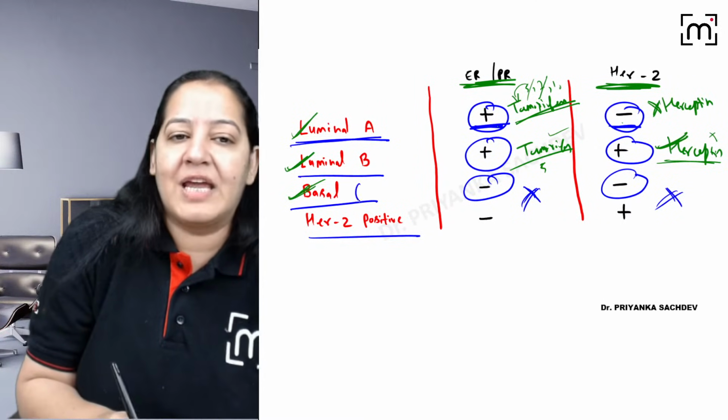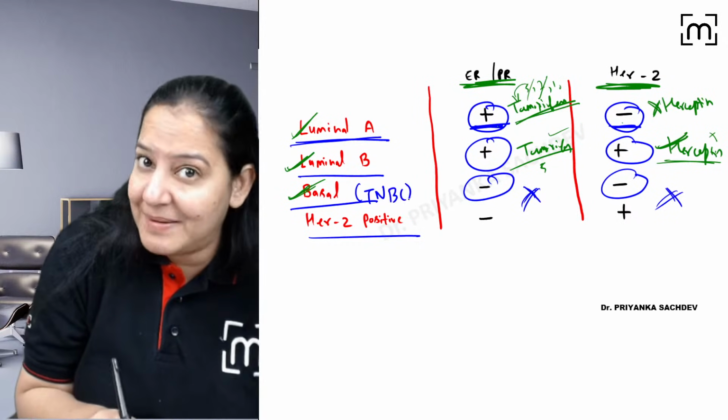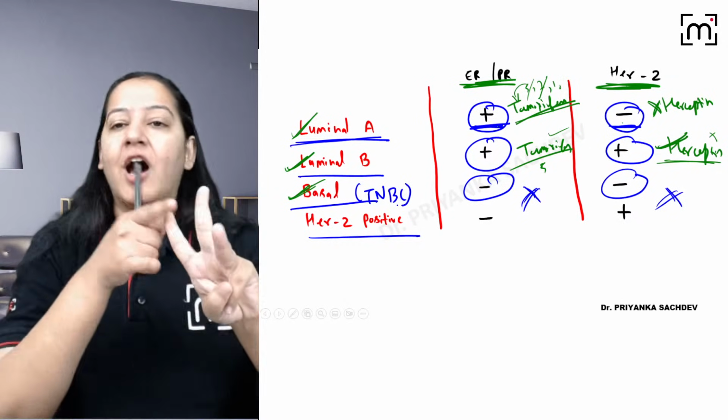These are also known as triple negative breast cancer. Triple negative breast cancer, TNBC they call them, because all 3 things are negative, ER, PR and HER2.